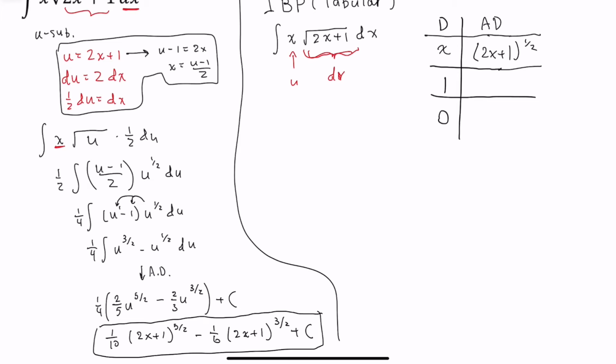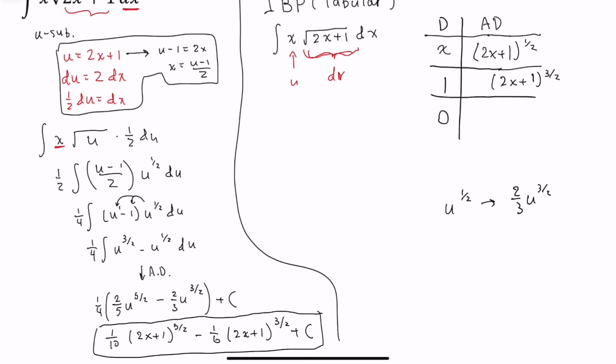And now we have to take the antiderivative of our second column until we arrive at this row. So how do we do that? Well, I'm going to ignore the inside and just say the antiderivative of u to the 1/2 is u to the 3/2 divided by 3/2. So I want to do that, but with the inside. So the inside is 2x plus 1. So this is 2x plus 1 to the 3/2 multiplied by 2/3.